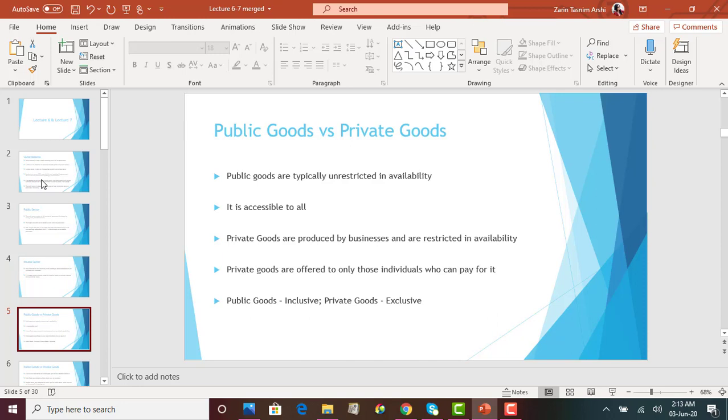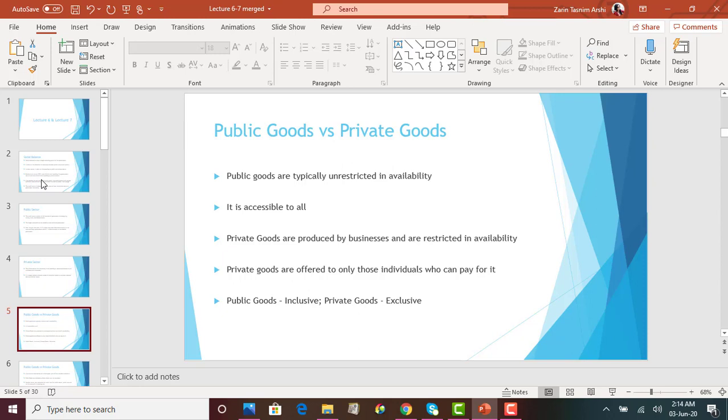We have to understand the difference between public goods and private goods. Public goods are goods or services that are provided by the government to the citizens of a country. Private goods are goods that are provided by the businesses, by the private sector. If Walmart is selling a good, that is a private good. If Target is selling some goods, that is a private good, because these are sold by private businesses.